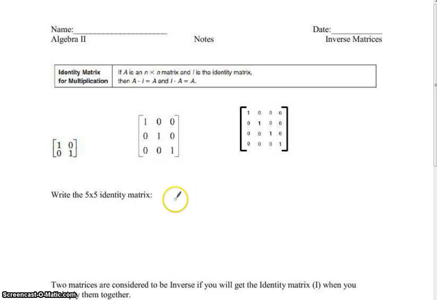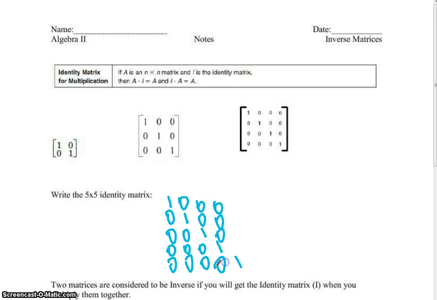So the 5 by 5 would have a 1, a 1, a 1, a 1, and a 1, and then everything else is zeros. Not very pretty, but that's what your 5 by 5 identity matrix looks like.